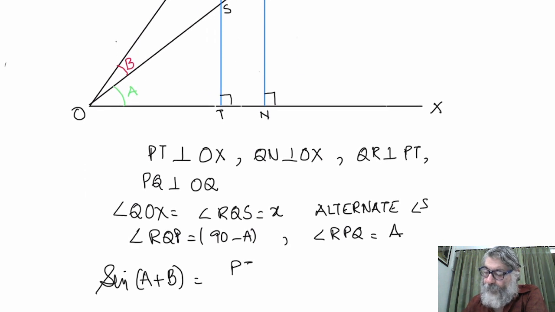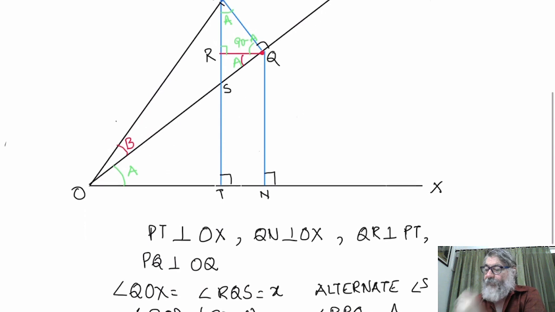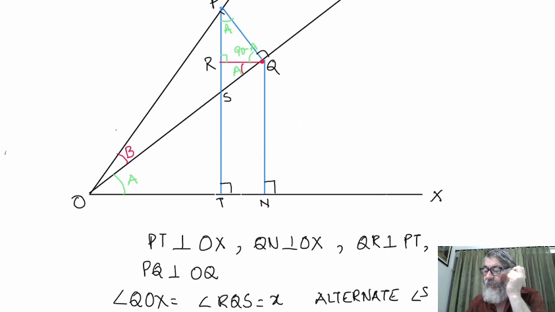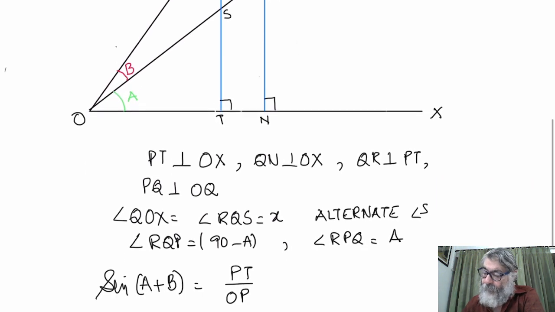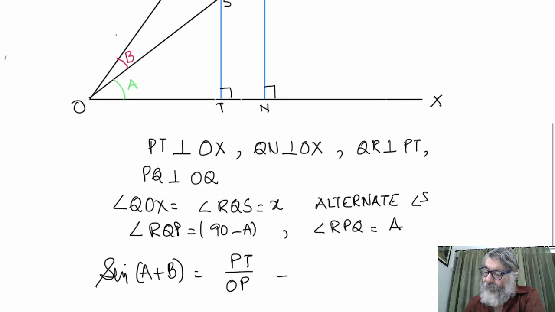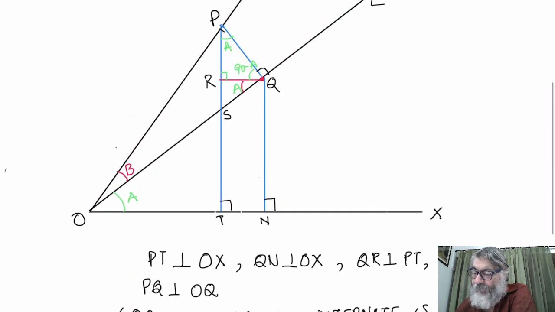PT is perpendicular, OP is hypotenuse. Now PT I can break it up into two parts. PT I will break it up as PR and RT. I will write it as PR plus RT upon OP. You can see in the figure the complete length PT is being broken as PR plus RT.